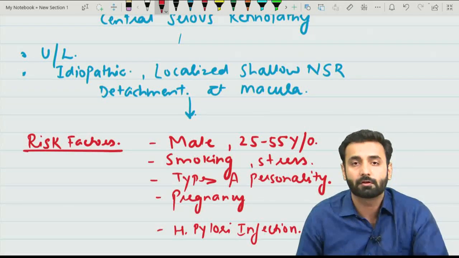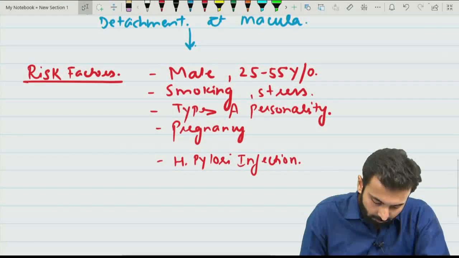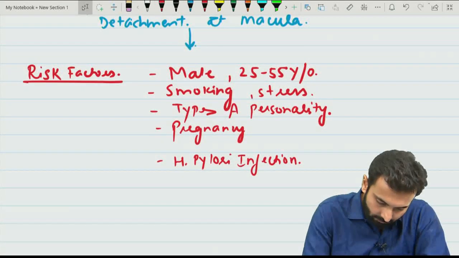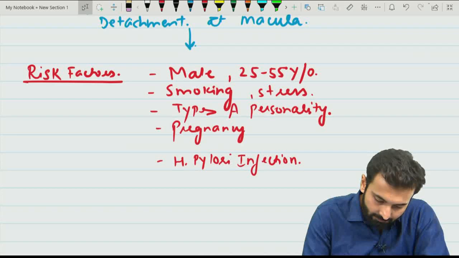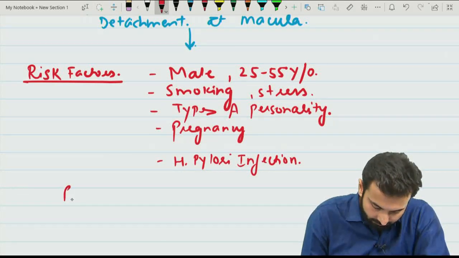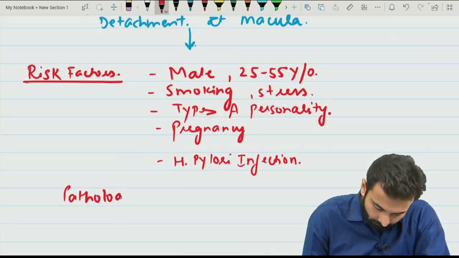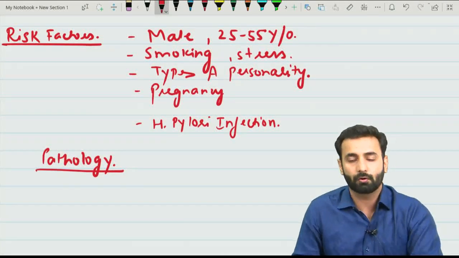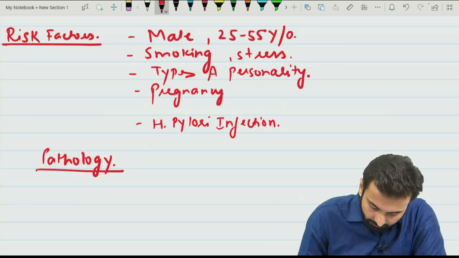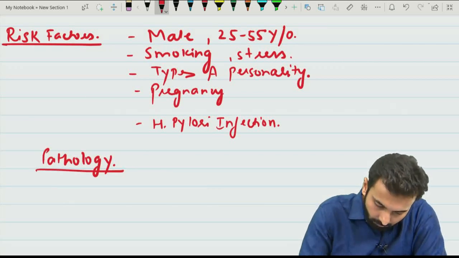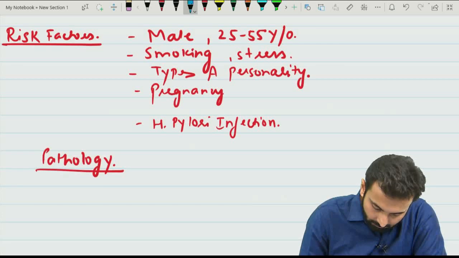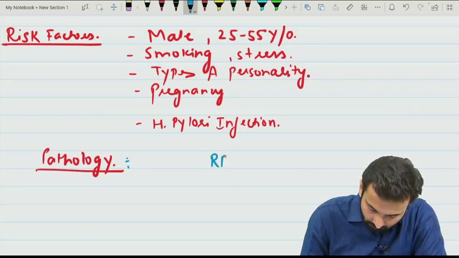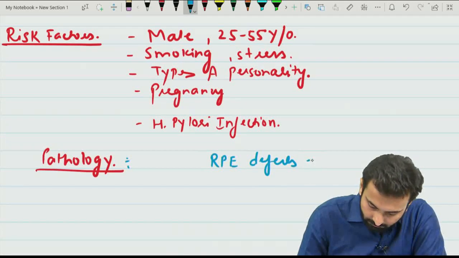So these are the risk factors of CSR, right? Now coming to the pathology of CSR. Why is CSR happening? Why is there neurosensory detachment? There is an increase in hydrostatic pressure in the choroid, which leads to retinal pigment epithelium detachment, or RPE defects occur, and there is RPE pump failure.